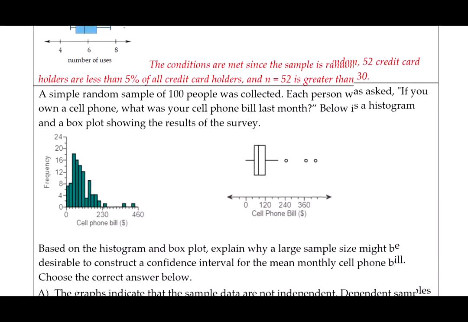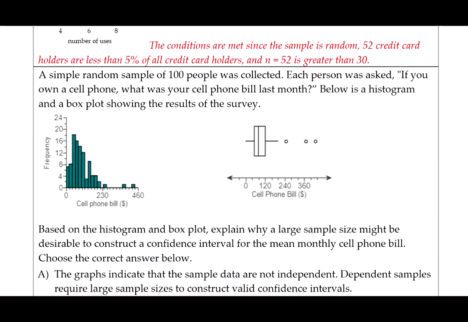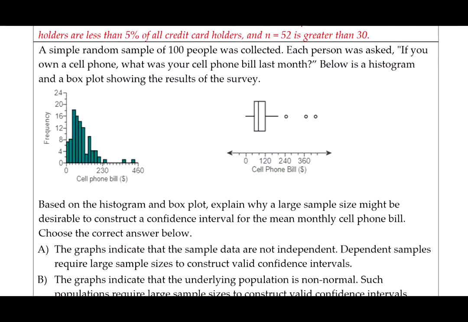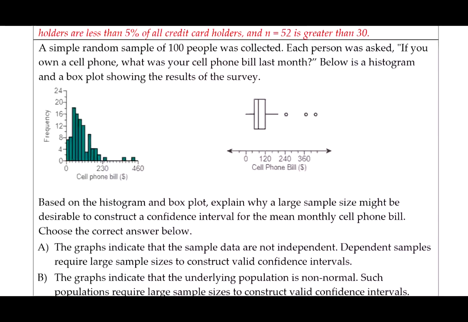The next example says, a simple random sample of 100 people was collected. Each person was asked, if you own a cell phone, what was your cell phone bill last month? Below is a histogram and a box plot showing the results of the survey. You can see from both of these graphs that this looks to be a right skewed distribution. However, our sample size is 100, which is above 30. Let's answer this question. Based on the histogram and the box plot, explain why a large sample size might be desirable to construct a confidence interval for the mean monthly cell phone bill. Choose the correct answer below.